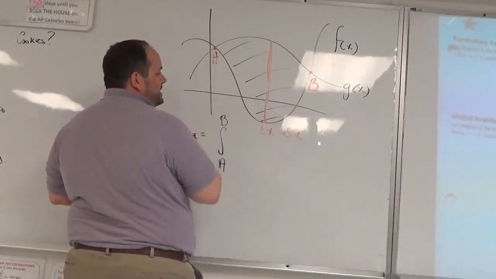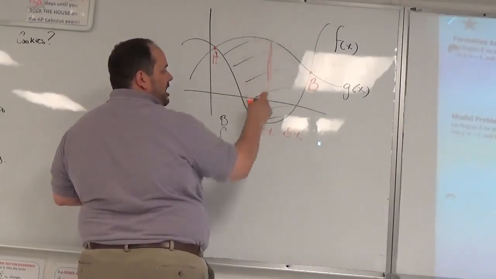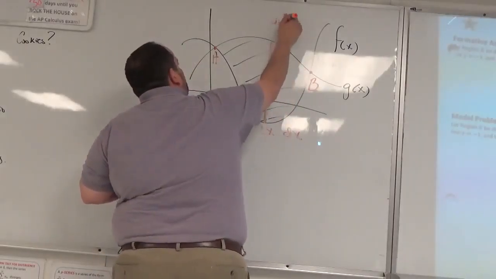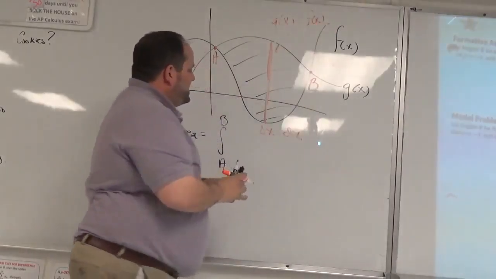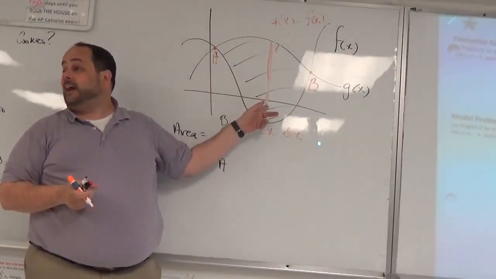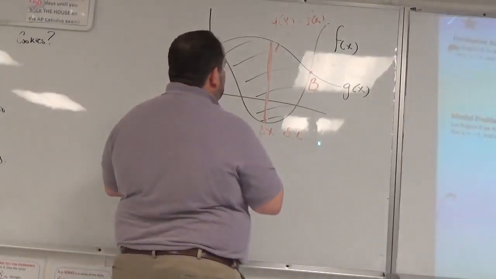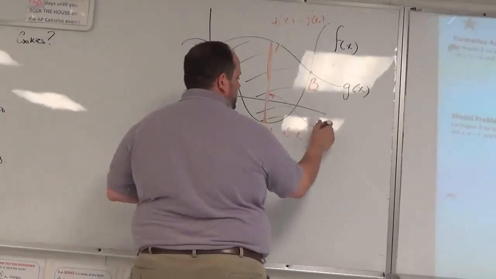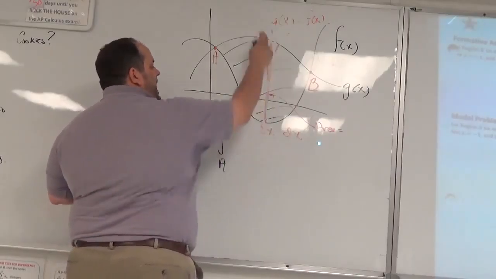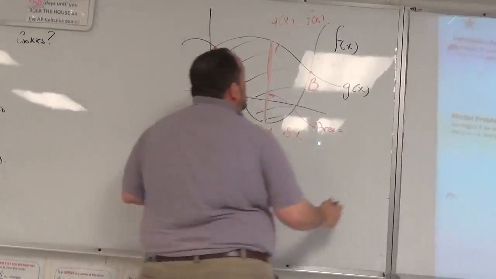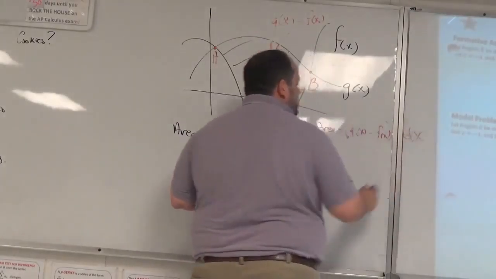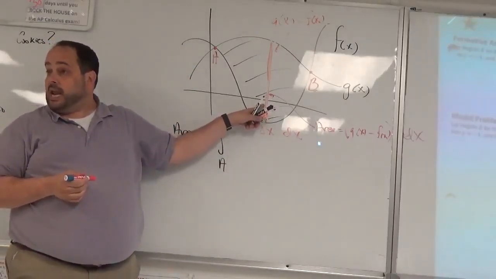I'd ask how wide, and then the next thing I would ask is how tall? How tall is that slice? It's g of x minus f of x. The reason that I care about how wide and how tall is that what I really want is the area for this little slice. How do I find the area of a rectangle? It's height times width, or length times width. So that's why we have g of x minus f of x times dx. That's the area for one little slice.